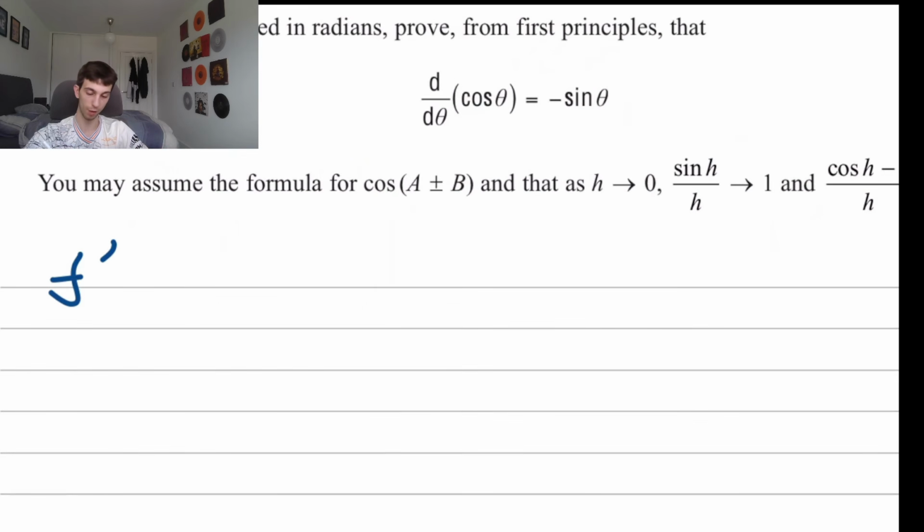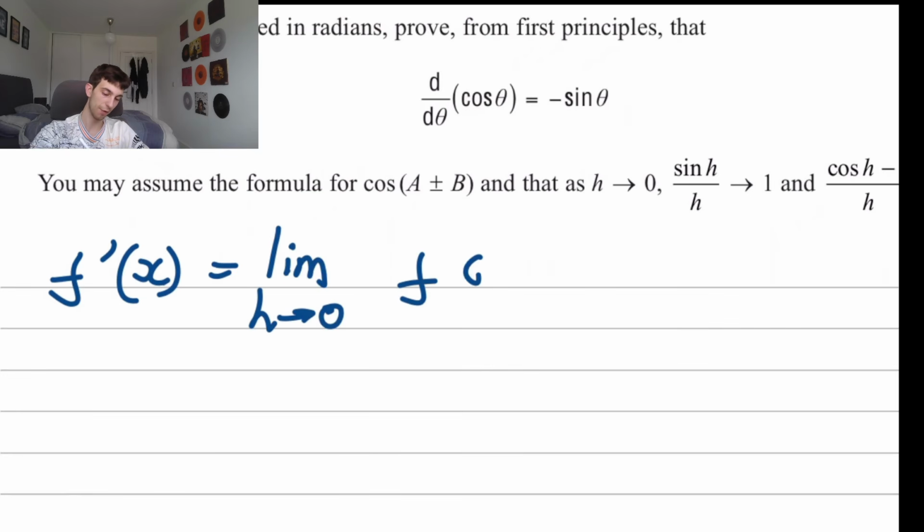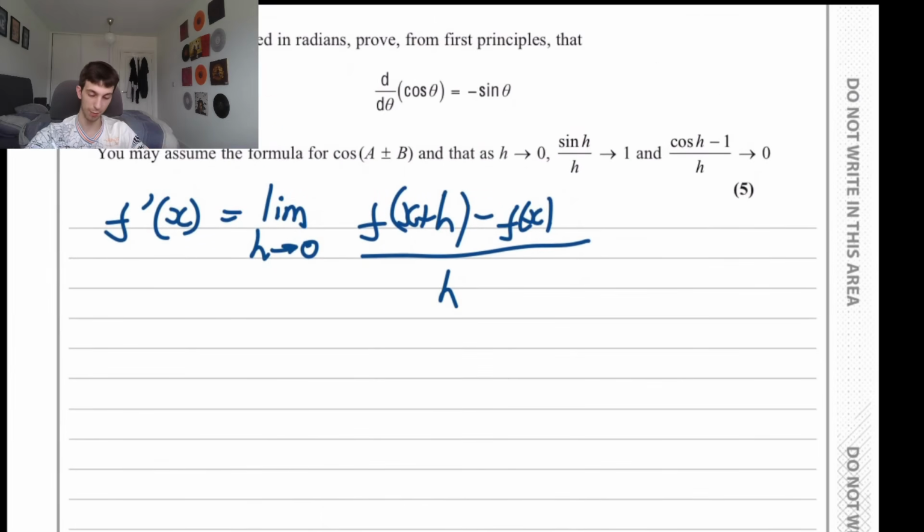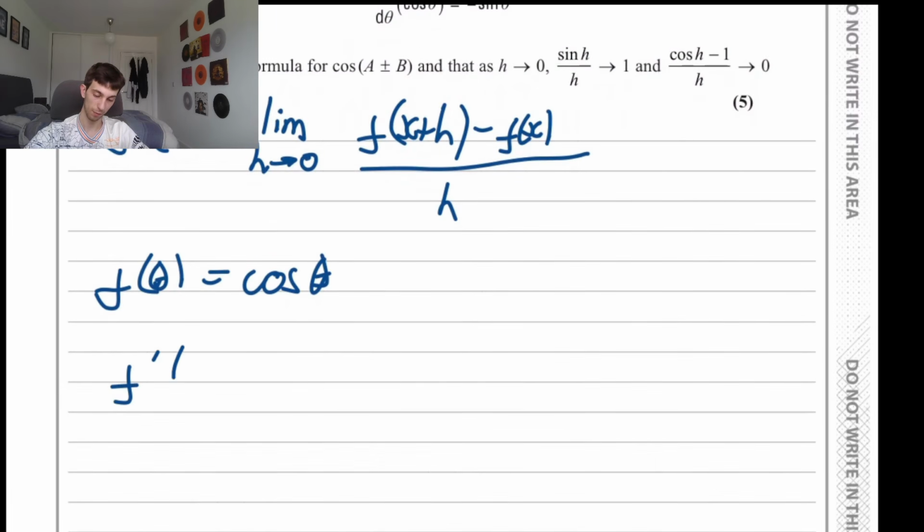So quickly recalling the formula for differentiation from first principles, we have that f dash x equals the limit as h tends to 0 of f of x plus h minus f of x all over h. Okay. So remember, we're not going to be working with a function of x here. It's going to be theta. So we have our function of theta will be equal to cos theta. Okay. So we have the f dash theta will be equal to the limit as h tends to 0.